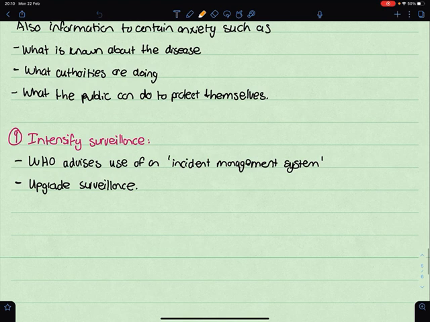And then you'll also intensify the surveillance on this specific pathogen. The World Health Organization advises the use of an incident management system, and also you upgrade your surveillance so that the next outbreak is seen faster and it can be stopped faster.